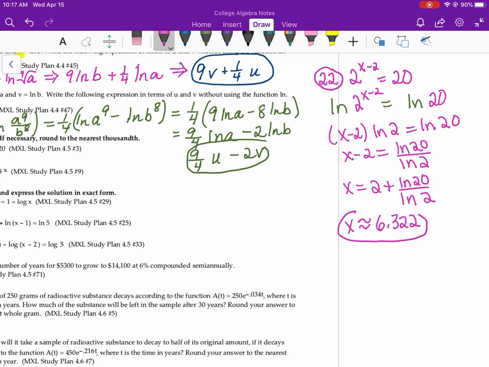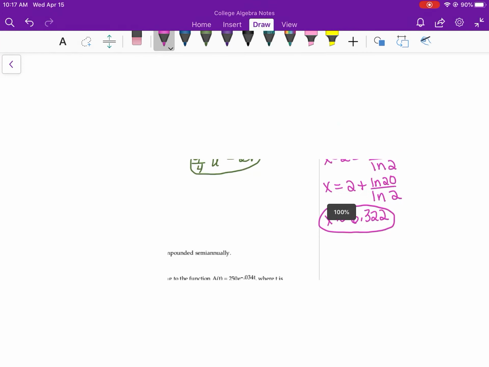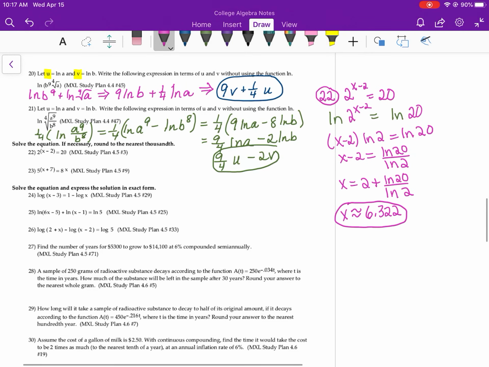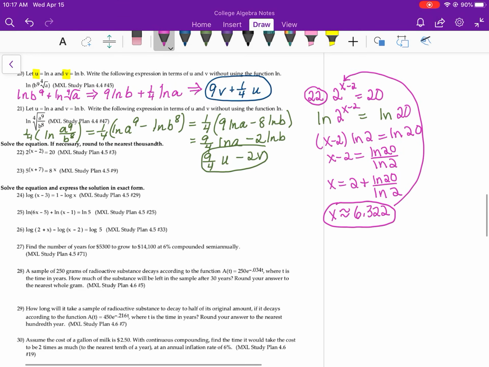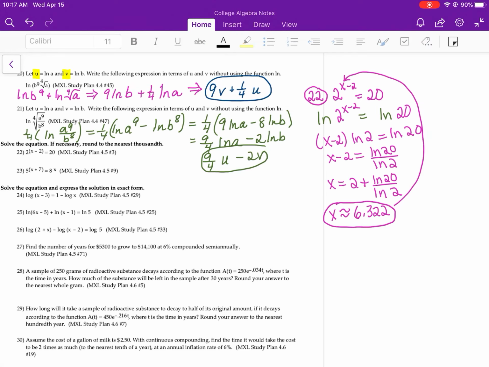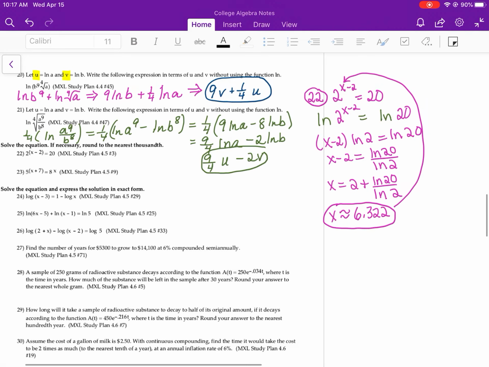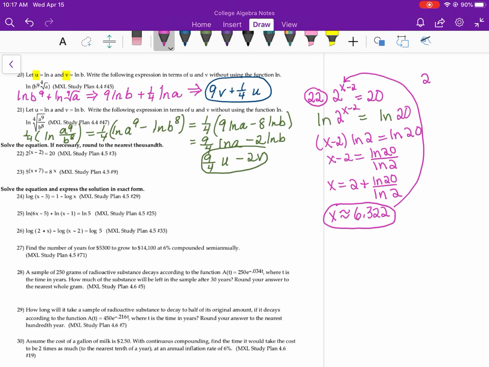Now, another thing you guys can do if you're unsure on your test if you got it correct or not, you could always plug that answer back in for x right here and see if you're correct. You're going to be close, because remember, we've rounded our answer. 23. Switch that to a different color.